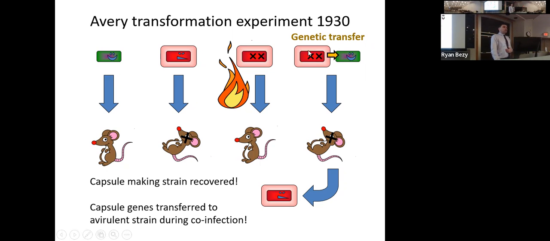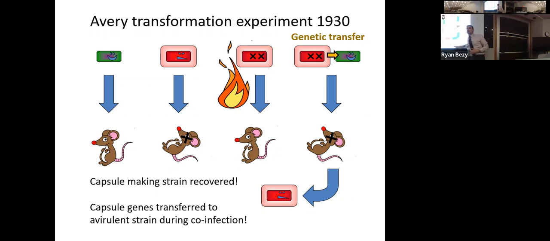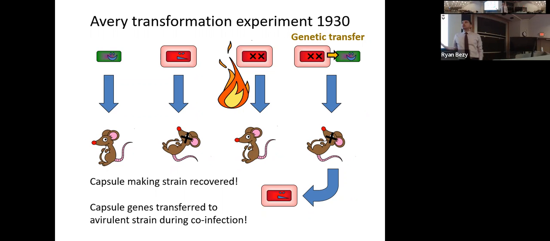And in fact, when you took dead capsule strains mixed together with live capsule-less strains, what you get out of the mouse is capsule-making strains. This is because, again, the capsule-less strain in green picked up the capsule synthesis genes, became capable of making capsules and capable of then causing disease. This was the very first evidence for transformation, or horizontal gene transfer, in bacteria.